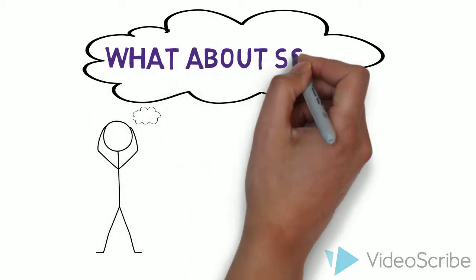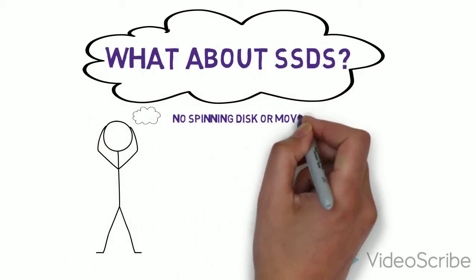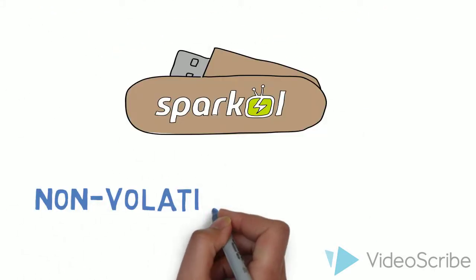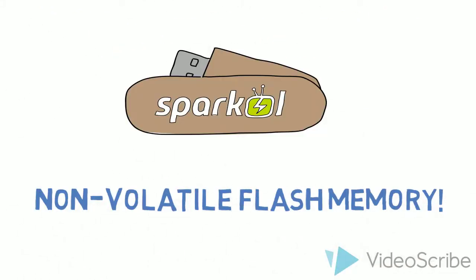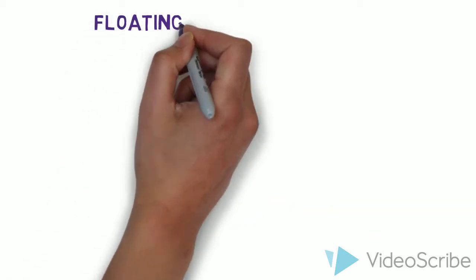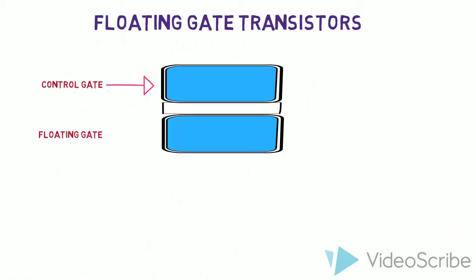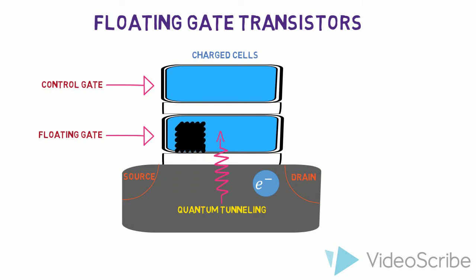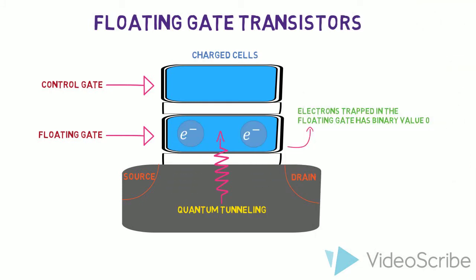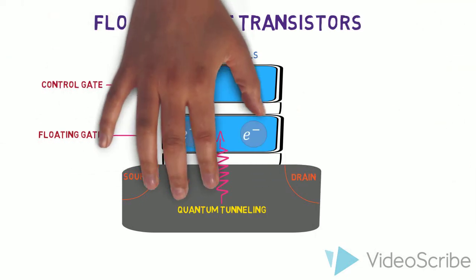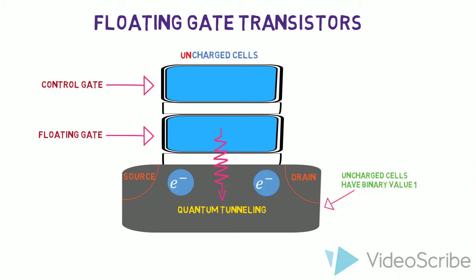Comparatively, SSDs do not have any moving heads or rotating disks. Instead, they store data using non-volatile flash memory. This technology uses floating gate transistors that allow electrons to quantum tunnel into the floating gate. Charged cells are stored as 0, and the uncharged cells are stored as 1.